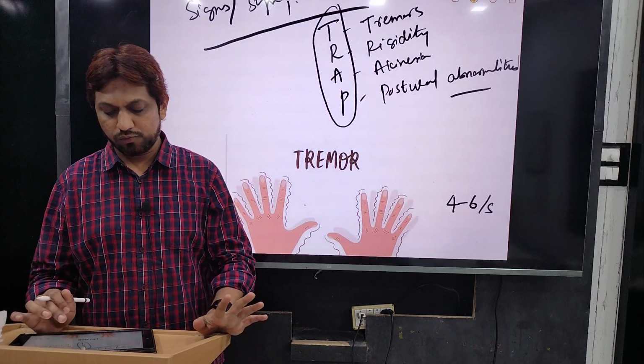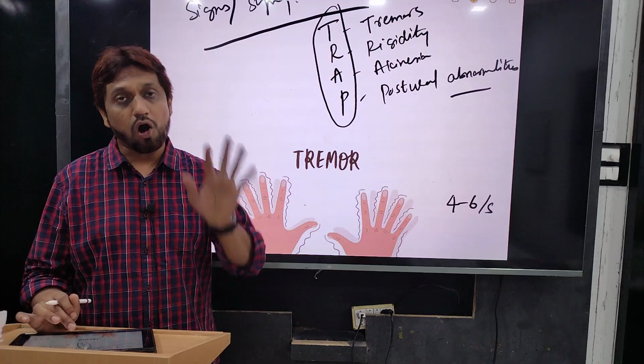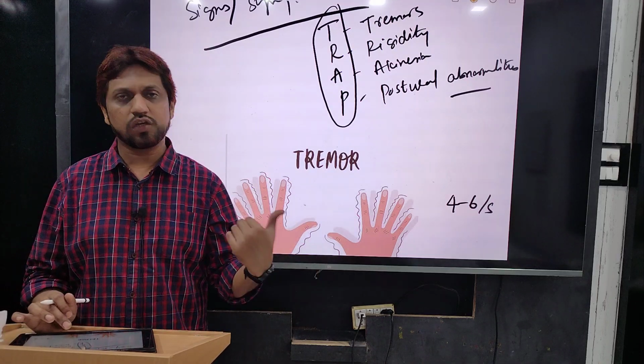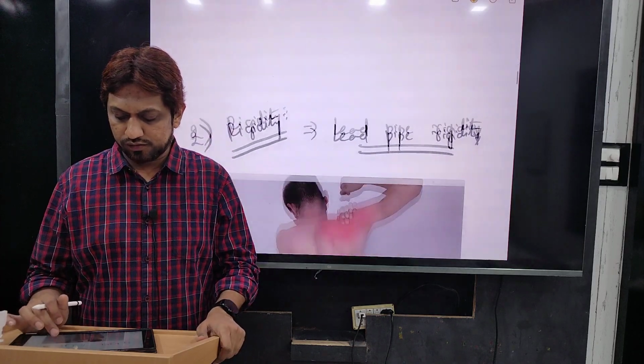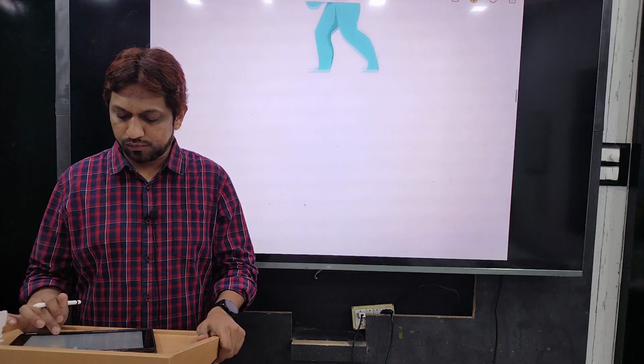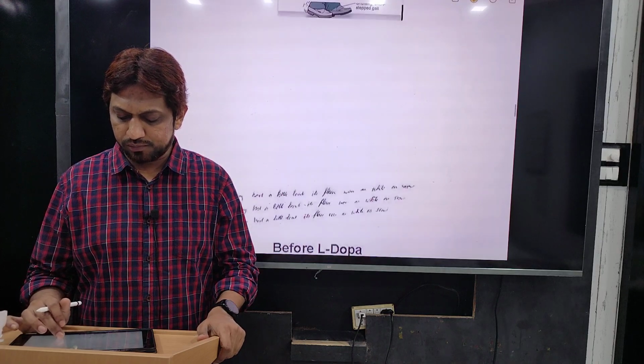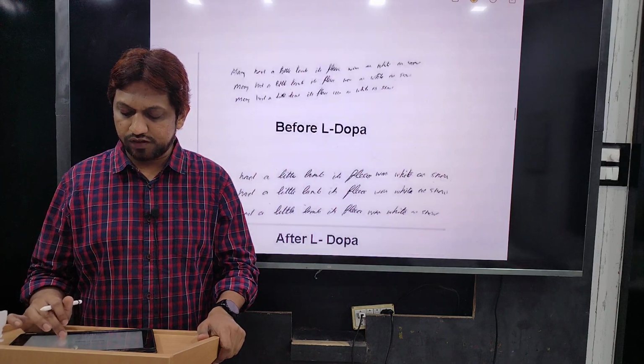Okay, remember these are the most common motor symptoms. Not necessarily all patients will have all these things, but the majority of the patients will have these signs and symptoms. Now apart from this, there are other motor symptoms too. So let us discuss briefly what other symptoms we can see.